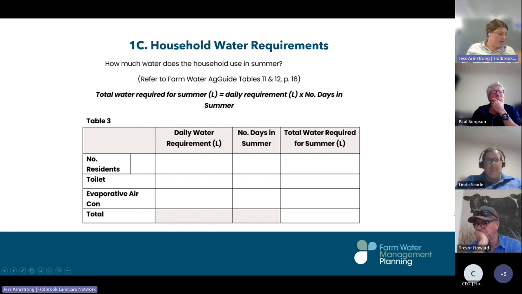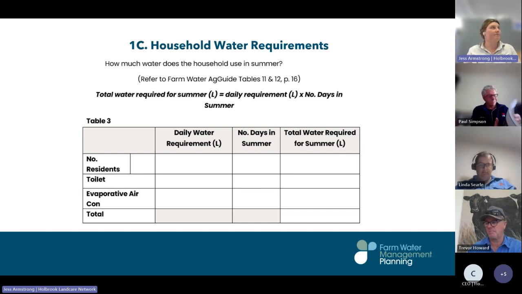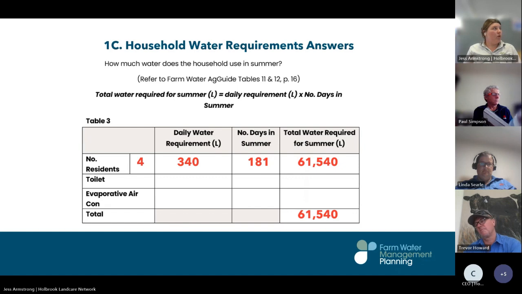So if you're looking at table 11 in your work booklet, we know from our example scenario that there are 4 adults who live on our farm. And looking at table 11, we know that litres per day in the household is approximately 340 litres. So we're just going to put the number of residents into table number 4. We know our daily water requirement is 340 litres, and we know that people are going to be living in the house all summer. So we're going to estimate that's 181 days.